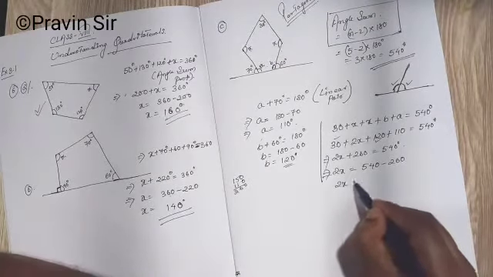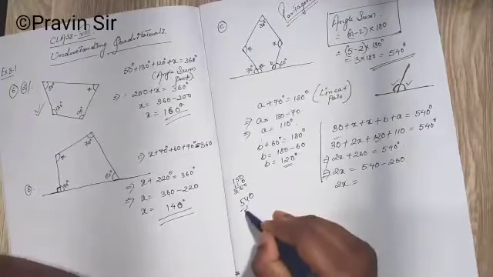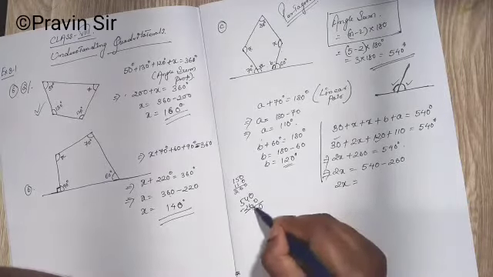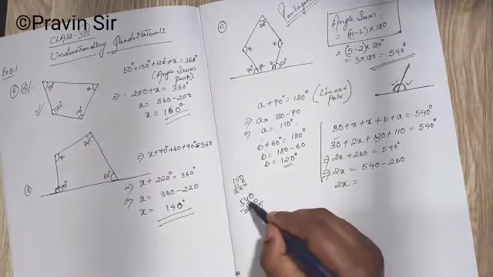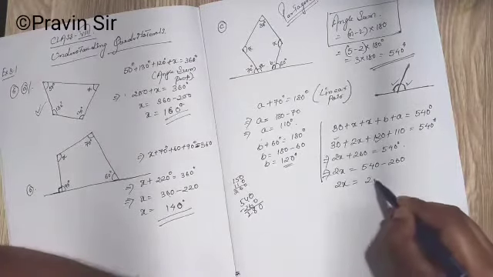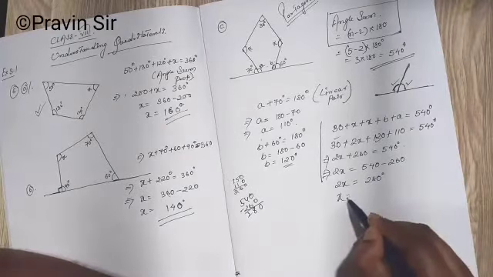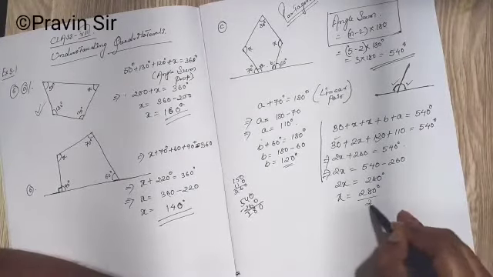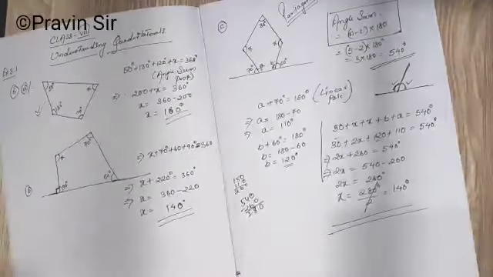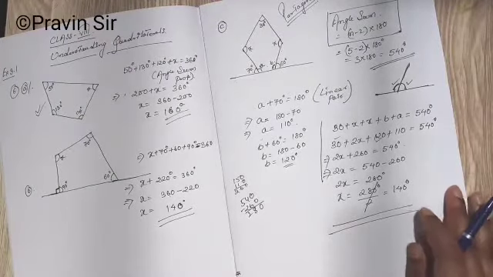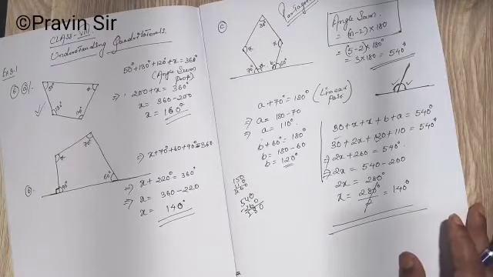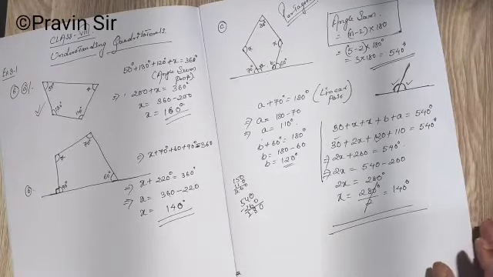Okay, so what will we get? 2x is equal to 540 minus 260 degrees, so it is 280 degrees. So what did we get for x? 280 degrees divided by 2, so it is equal to 140 degrees. Okay, this is also a very easy question. But you have to understand the questions very properly, and you have to remember all the properties to solve the problems. Okay, now we'll go for the next question.